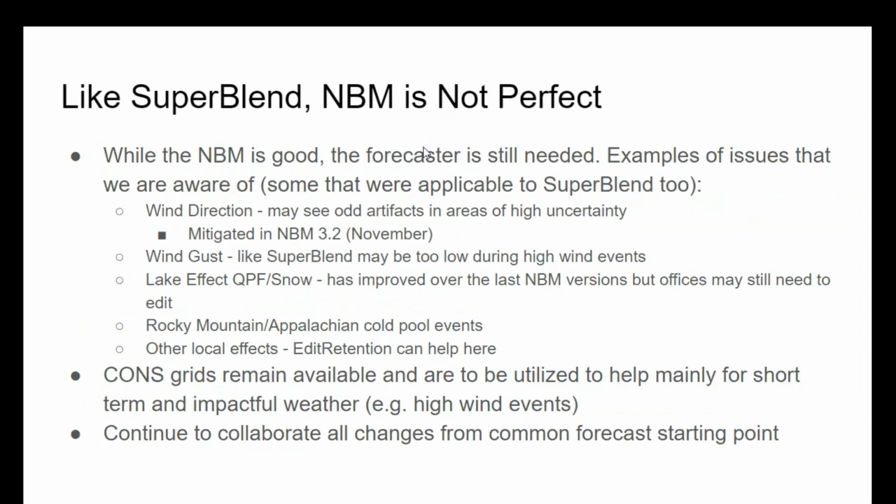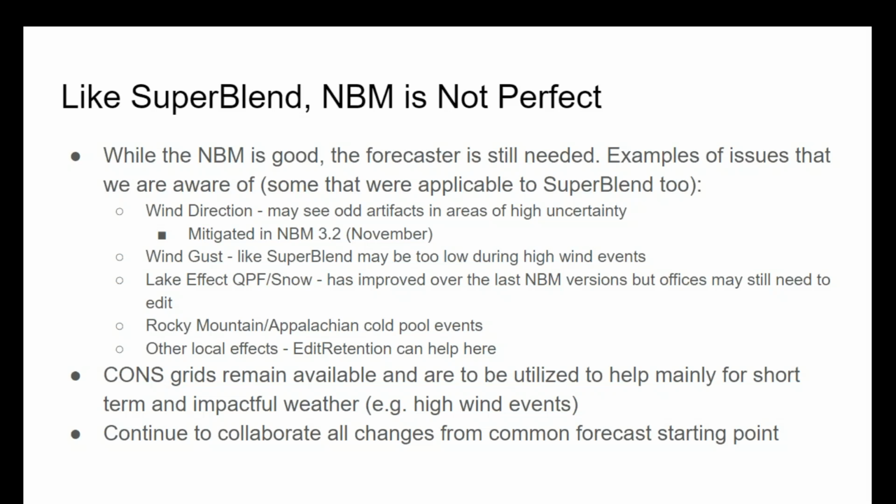So we're definitely not saying here that NBM is perfect. SuperBlend wasn't perfect. It has its issues. NBM has its issues as well. Therefore, the forecaster is still needed here in the process. Some of the examples that we are aware of for some issues include wind direction. You may see some odd artifacts in areas of high uncertainty. Note that this is mitigated in NBM 3.2, which will be released in November on its current plan.